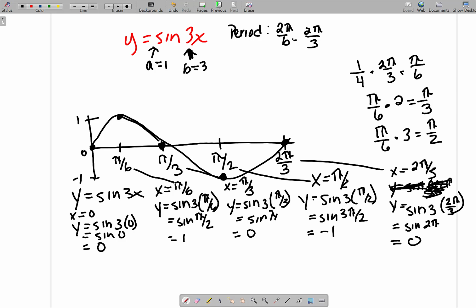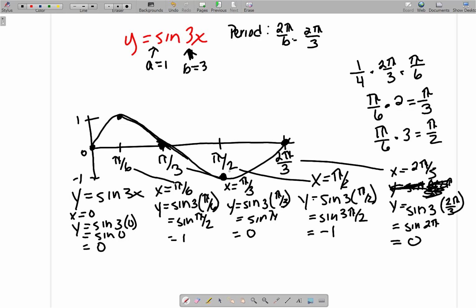Let's fix that a little bit there. That's a little bit better. Okay. You have your 0 at the beginning point, at the midpoint, and the end, and then you have your 1 between and your -1 between here. Again, that was because a equaled 1.